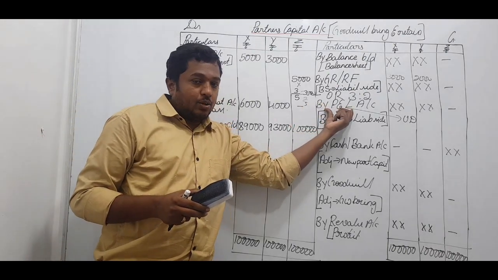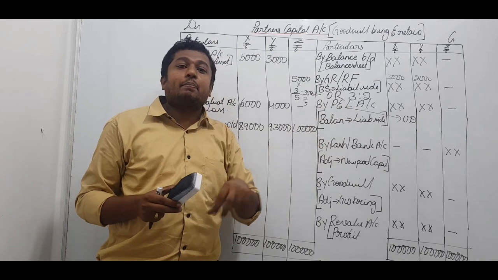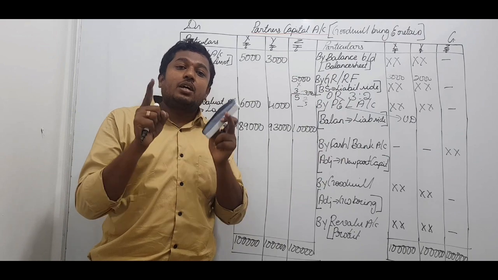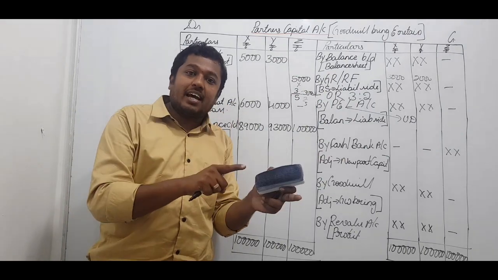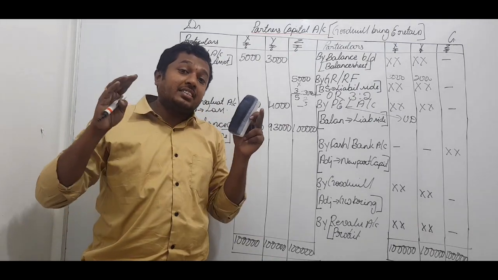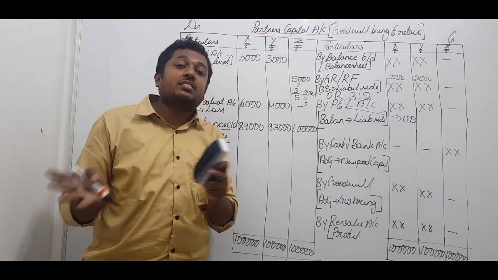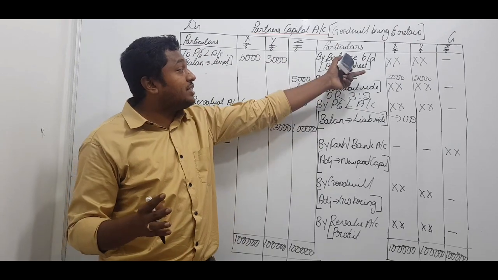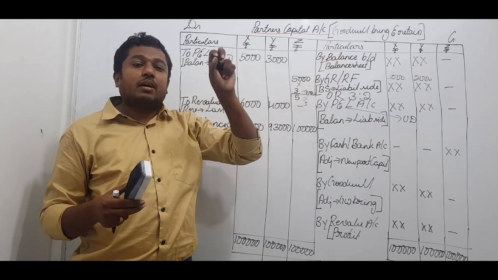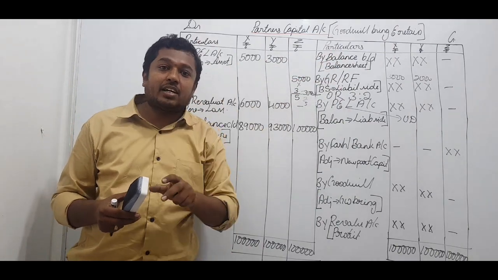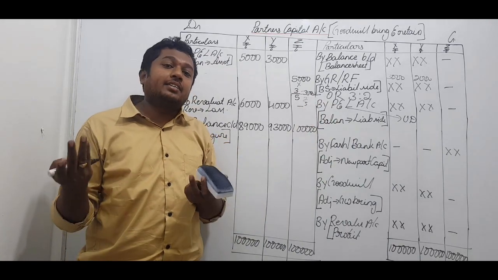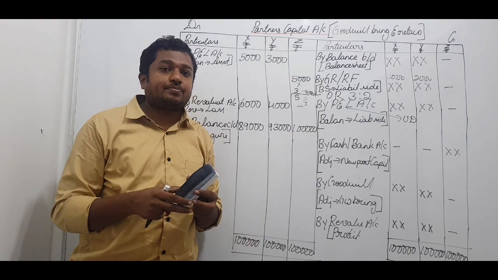This P&L account appears in the balance sheet. Sometimes P&L appears under the asset side, sometimes it appears under the liability side. There is a chance of it appearing on both sides. It is not like balance brought down and general reserve. These two compulsorily appear on the liability side only. But the P&L account may appear on either side, either the asset side or the liability side.